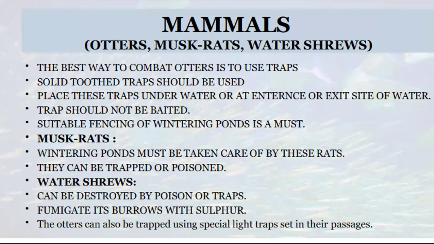And how can you control muskrat? Venting ponds must be taken care of by these rats, and they can be trapped or poisoned, and water shrews can be destroyed by poison or trap as well. In short, you can say all the mammals can be controlled by using different baits, live baits and different poisons as well. But make sure the population of the otter, muskrat and water shrew is not low. If these mammals are already in very low numbers, there is a chance of endangering the species. So make sure before using any bait.